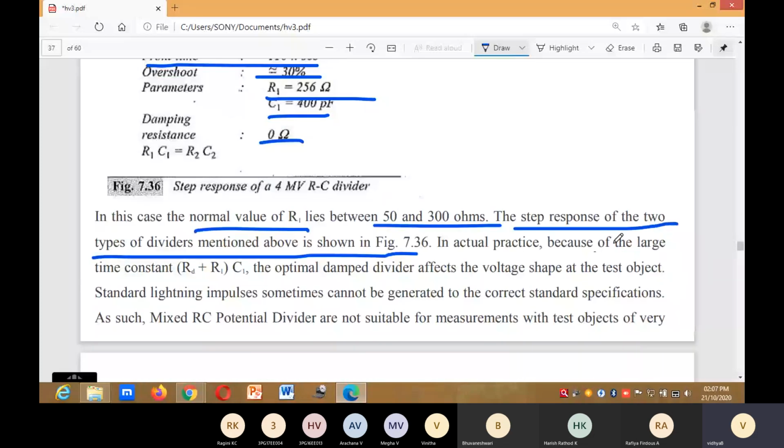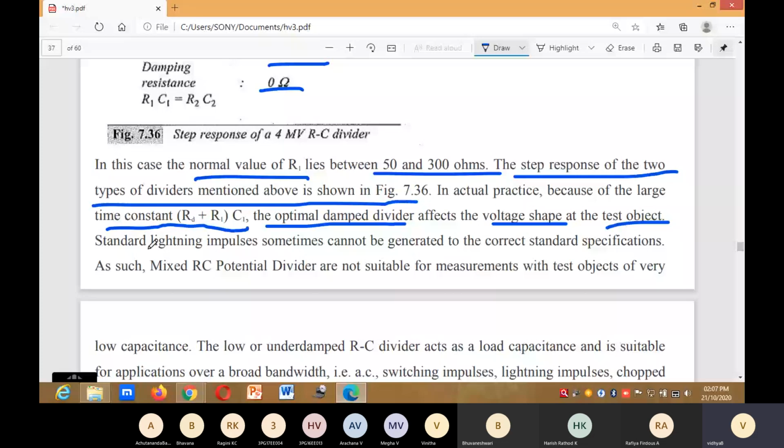In actual practice, because of the large time constant, that is (RD plus R1) into C1, the optimally damped divider affects the voltage shape at the test object. Standard lightning impulse sometimes cannot be generated to the correct standard specification.